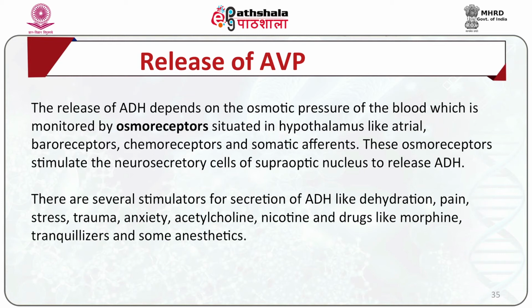The release of ADH depends on the osmotic pressure of the blood, which is monitored by osmoreceptors situated in the hypothalamus, and these receptors include atrial baroreceptors, chemoreceptors and somatic efferents. These osmoreceptors stimulate the neurosecretory cells of the supraoptic nucleus to release ADH. There are several stimulators for secretion of ADH like dehydration, pain, stress, trauma, anxiety, acetylcholine, nicotine, and even drugs like morphine, tranquilizers and some anesthetics.